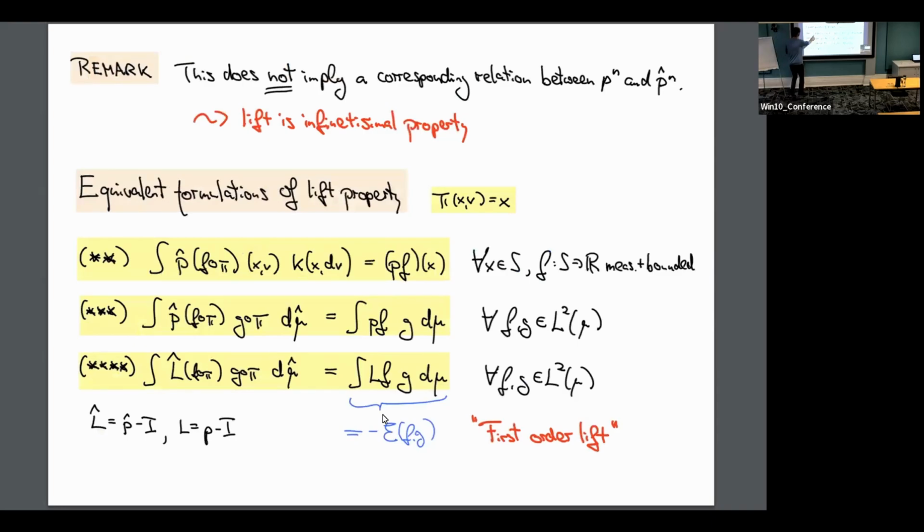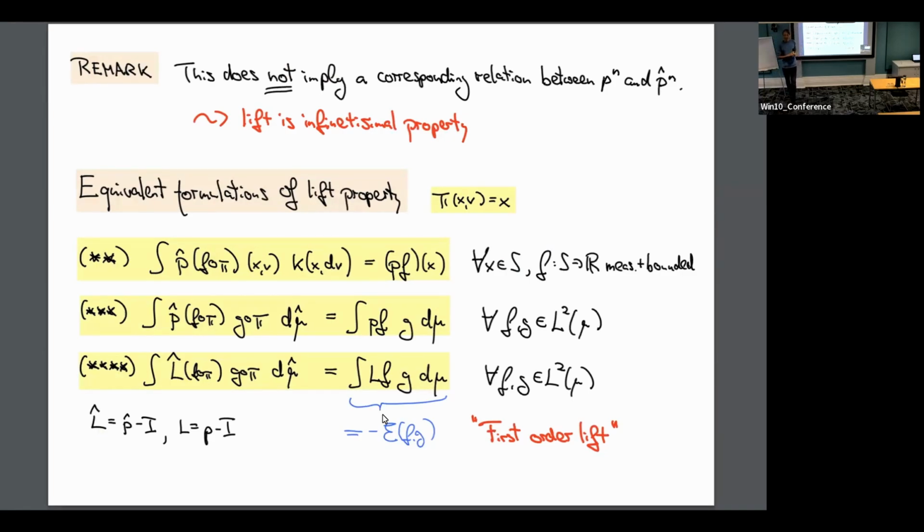We apply P hat to a function f composed with pi, which only depends on x, where pi is the projection on x. And then we integrate the result with respect to kappa. And then we get the transition kernel P applied to the function f evaluated at x. Okay, so that's a simple rewriting.